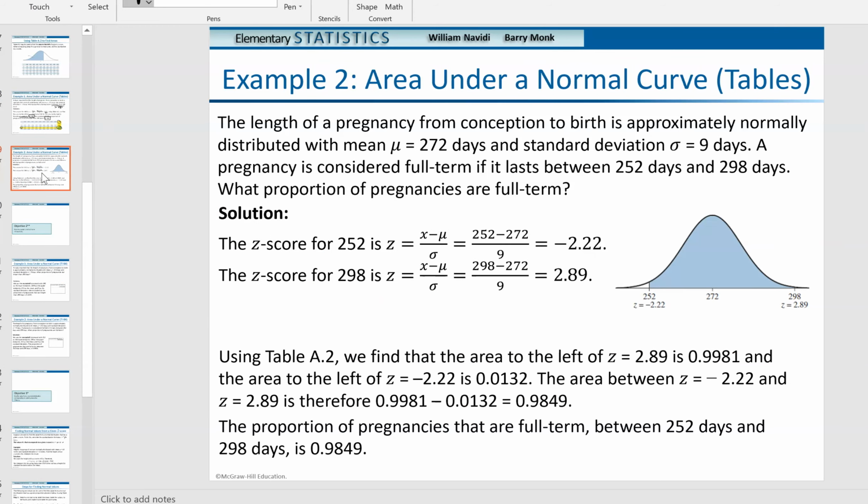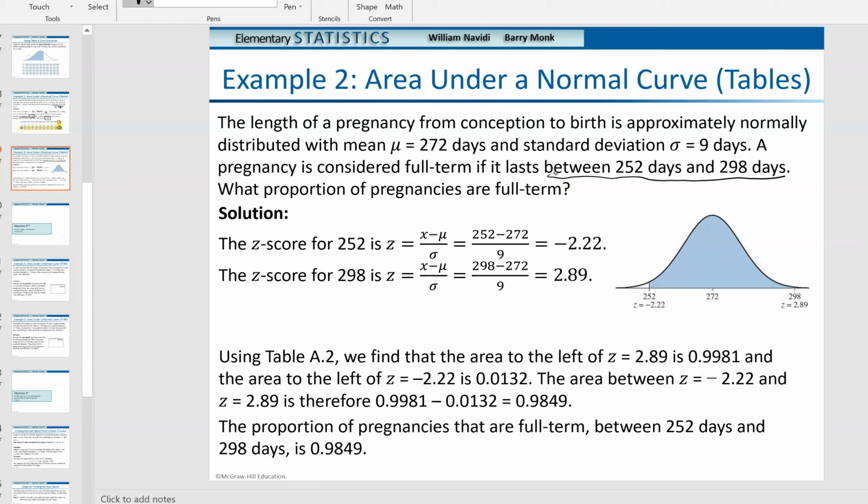The length of pregnancy from conception to birth is approximately normally distributed. Again, they gave us the same numbers. The mean is 272, standard deviation is 9. And now I want to do between two values, so between 252 and 298.